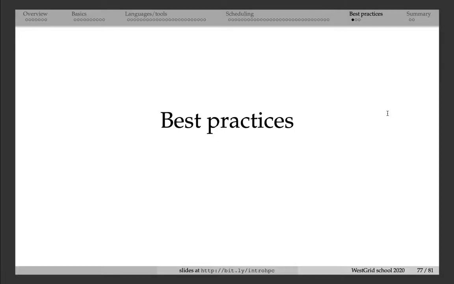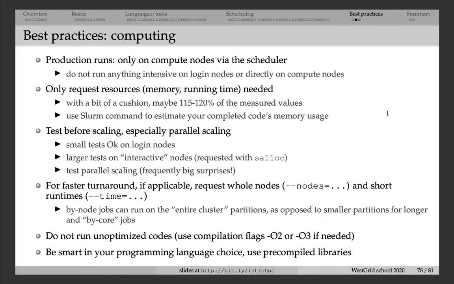A couple of slides on best practices when working on an HPC cluster. So let's start with best practices for computing.